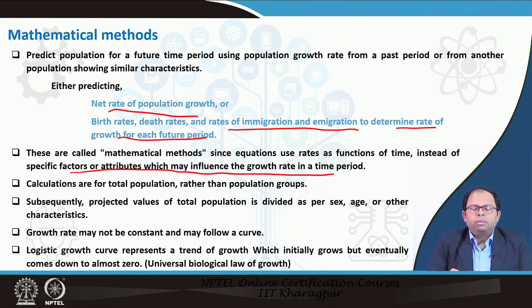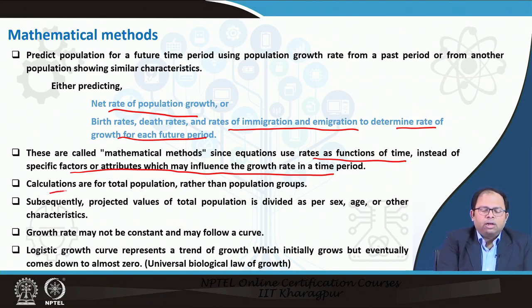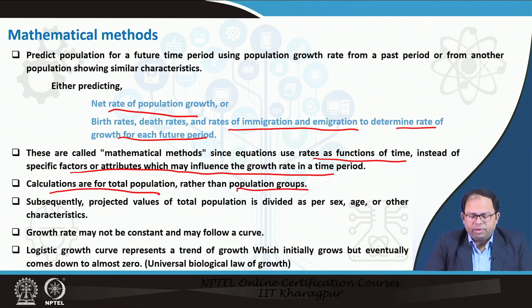So, unlike the parametric models, this actually considers only the previous population growth rates, which are a function of time, and it does not consider relationships with other components. Calculations are also for the total population, and we do not consider different population age groups. So, we do not say that for different age groups the growth rate is different. Once the total population is determined after projection, we divide it as per sex, age or other characteristics to get the values for each population component.